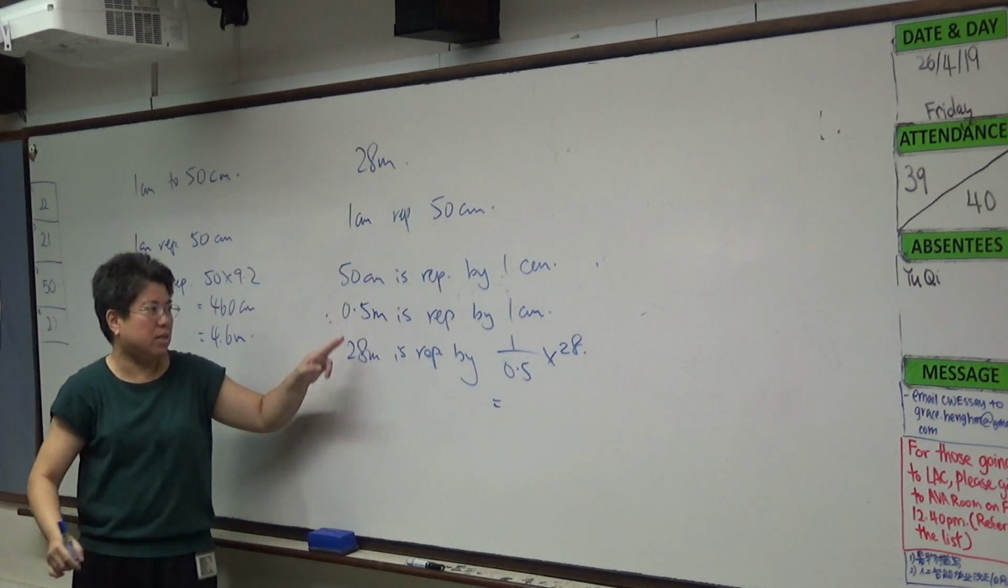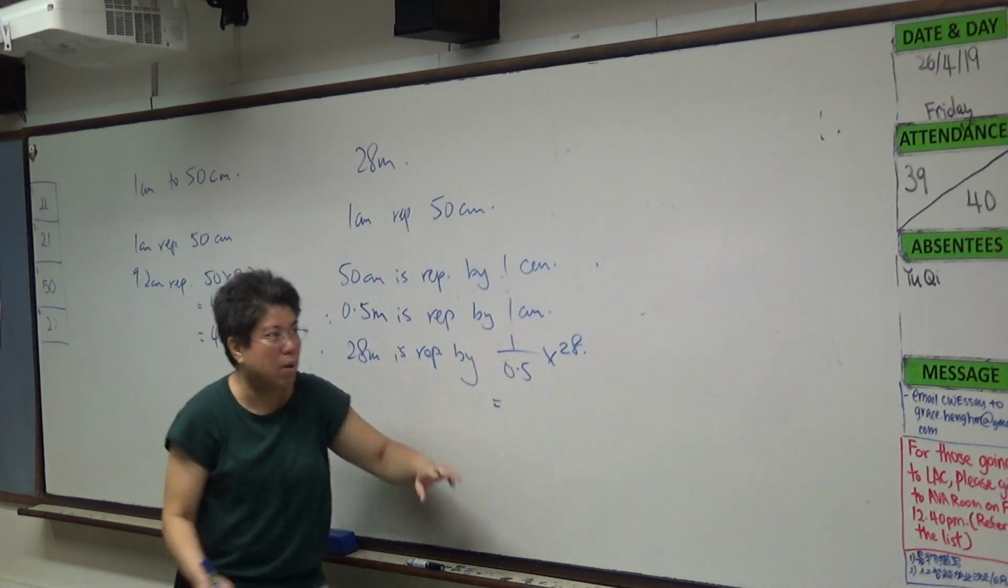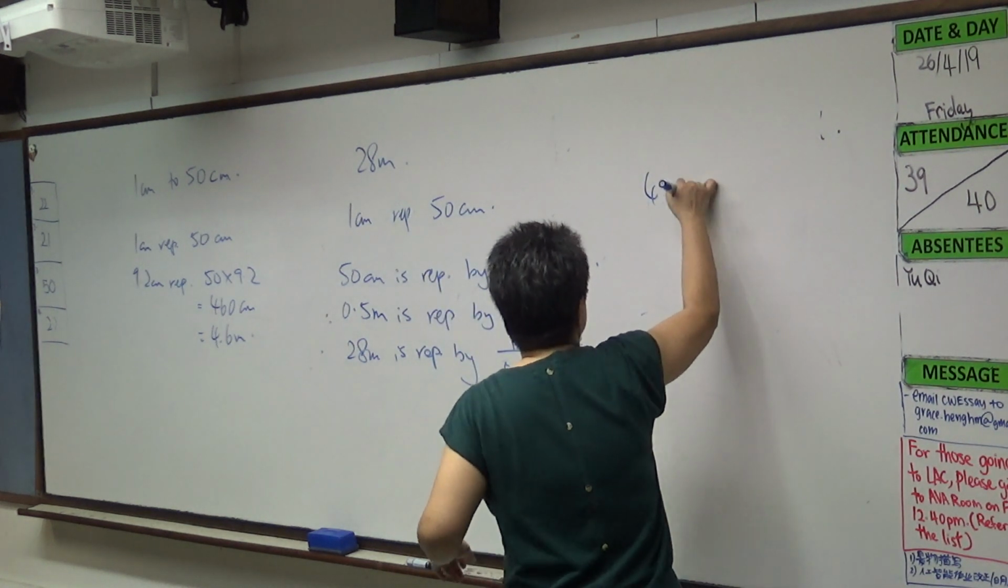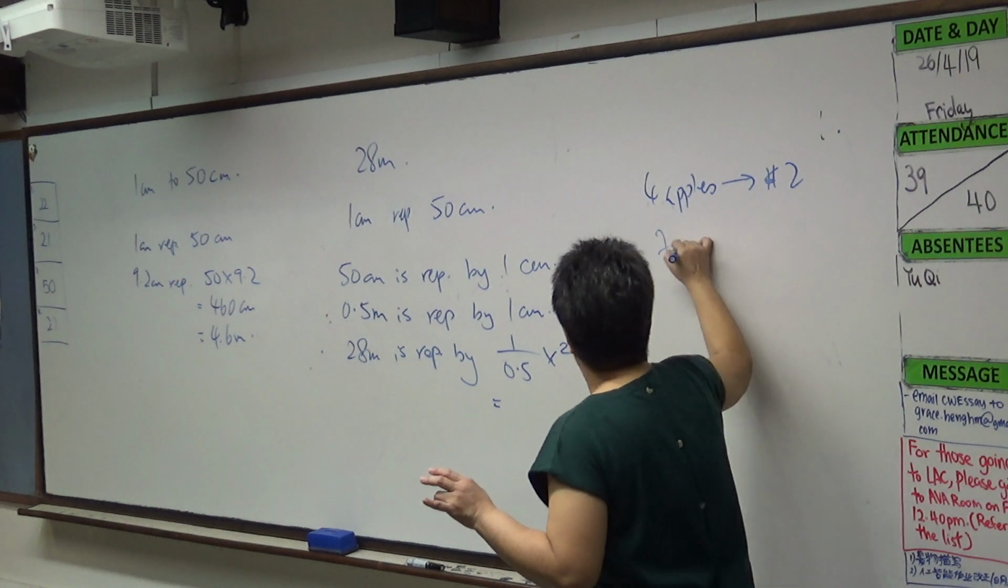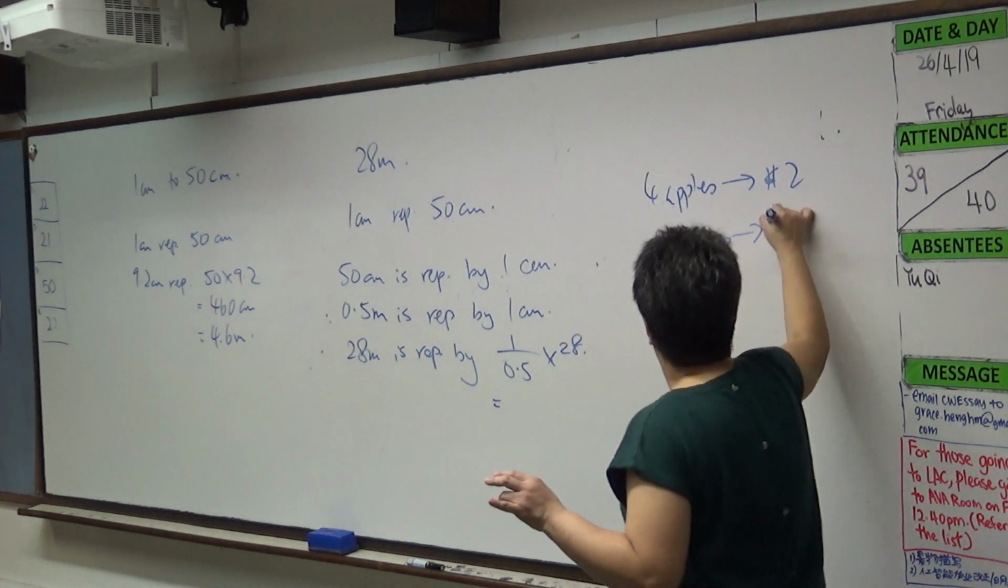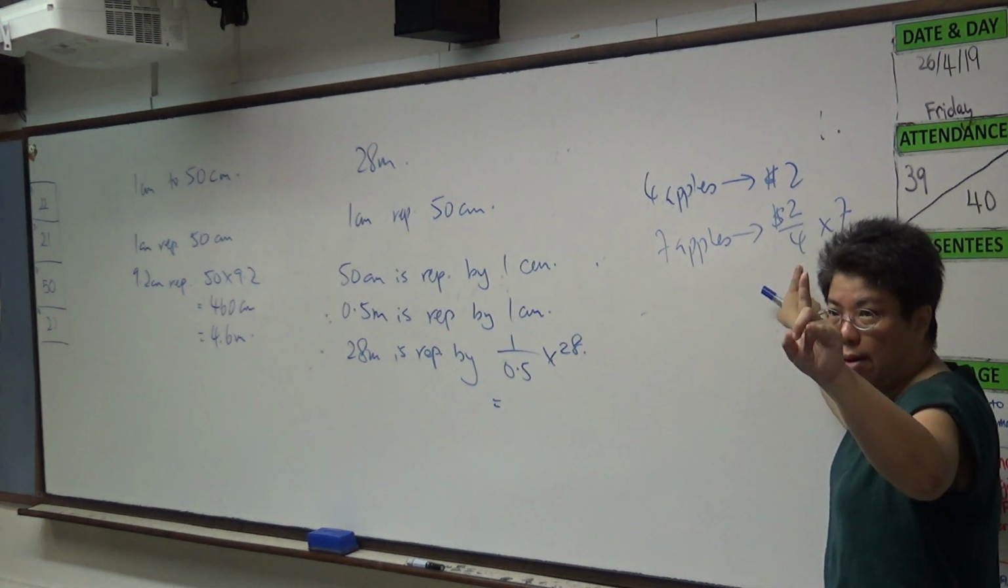Always this over this times this. Make sure it's meter, meter, cm, cm. Remember the one I gave you? Four apples cost $2. How about 7 apples? It will be 2 over 4 times 7. 2 over 4 will give you 1, after that it becomes 7.